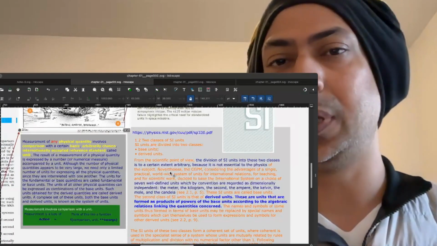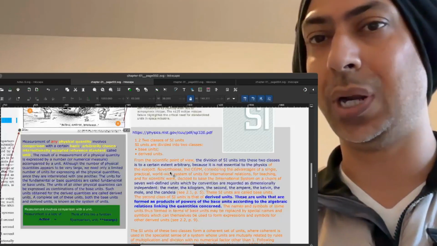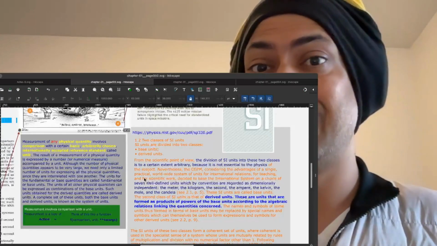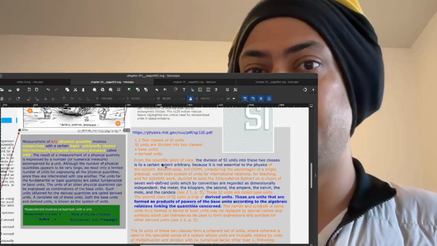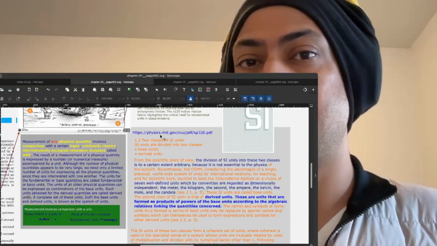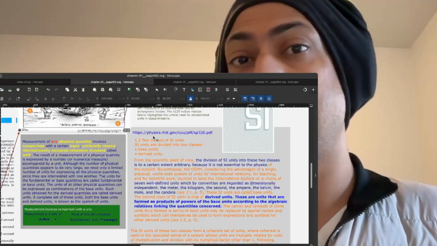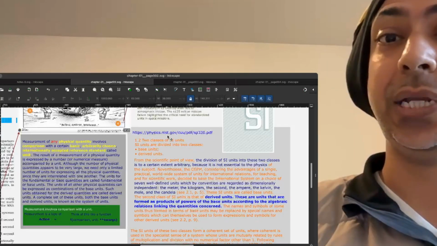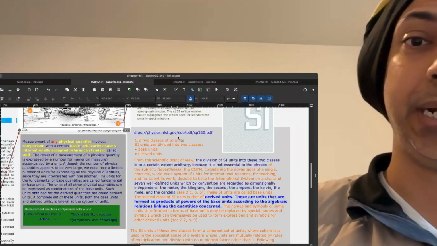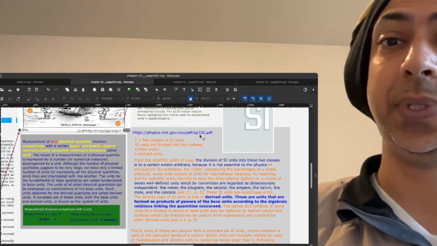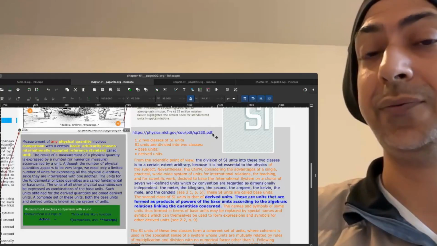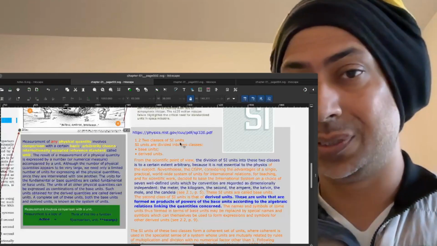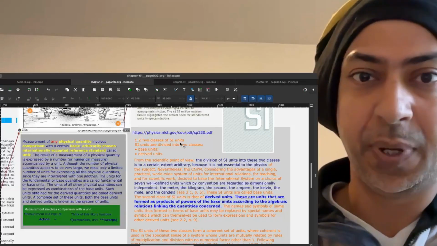So usually scientific research and study all happen in the form of papers. About units and measurement, this is a good paper published at this location on the internet. So you see physics.nist.gov. It's a government website. CUU PDF, SP330.pdf. So if you visit this website, you'll find this paper and you can read it. This is an excerpt from that paper.